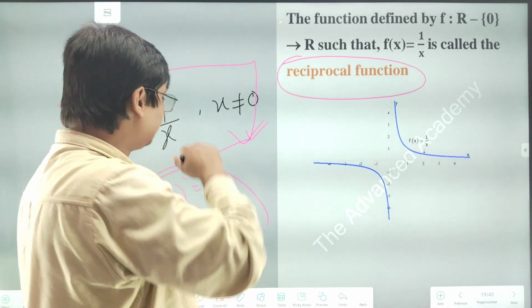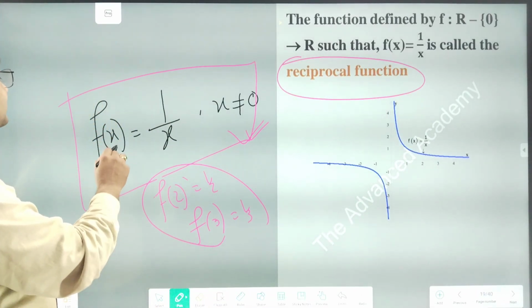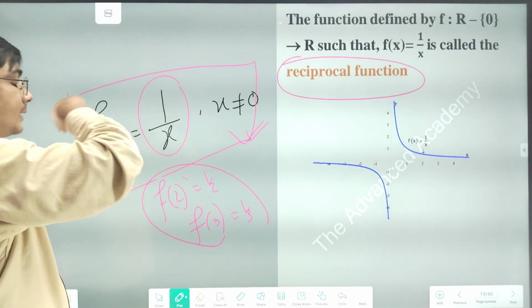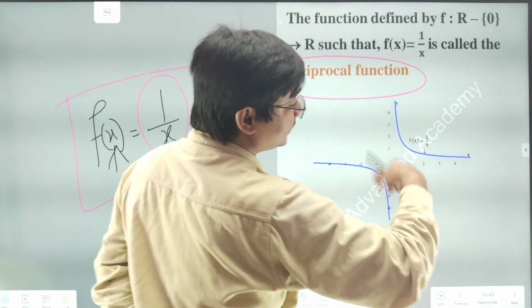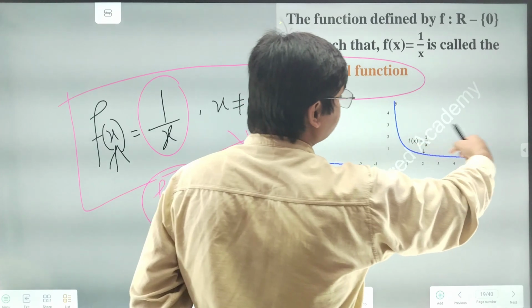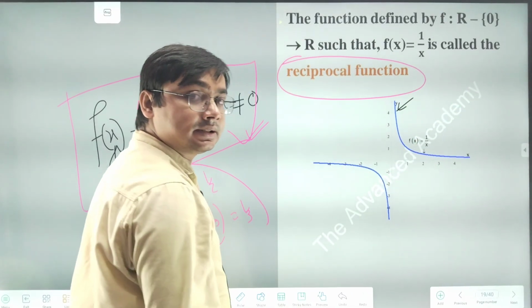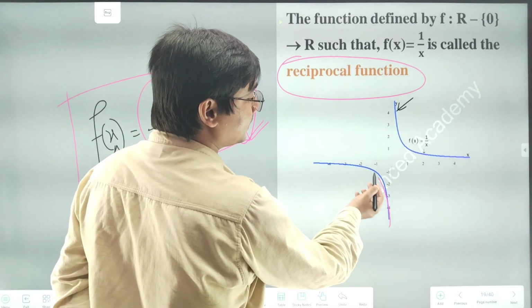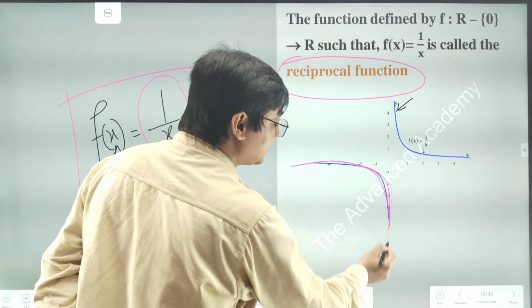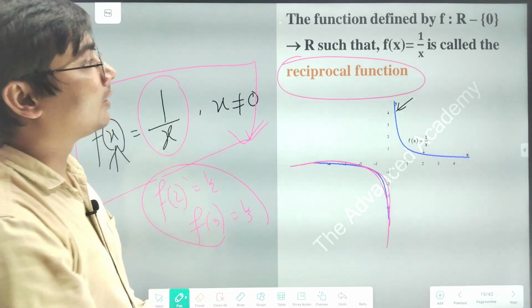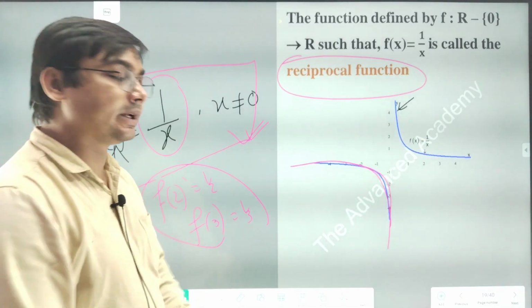Yes. You see, if we put here any positive value of x, definitely you will get some positive value also. So for any positive value of x, f of x also will be positive. So this is for any positive value, this function, and in case of negative value of x, you will get this one. So this is the graph for reciprocal function. Okay.